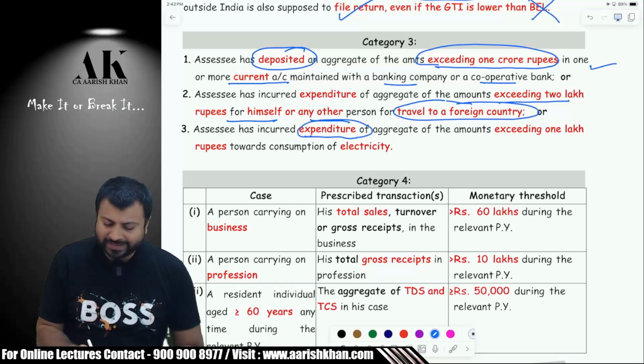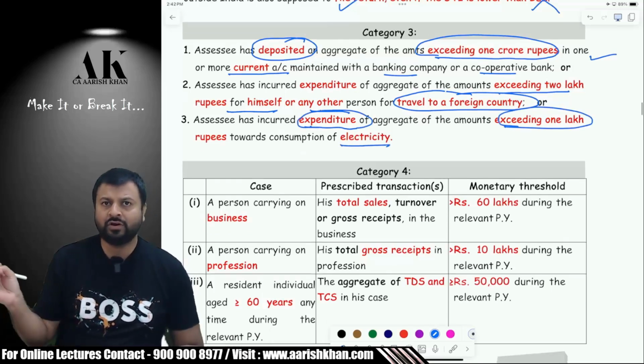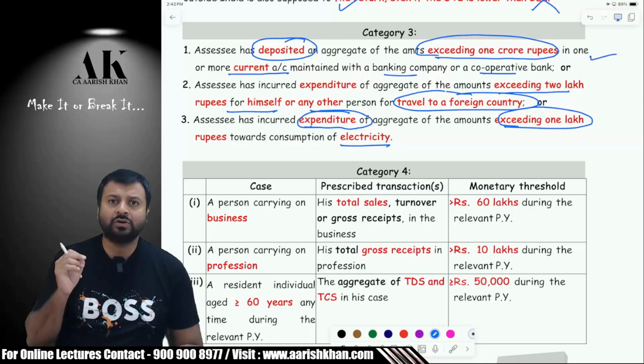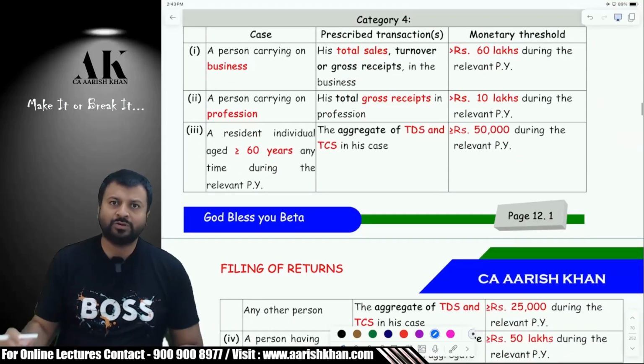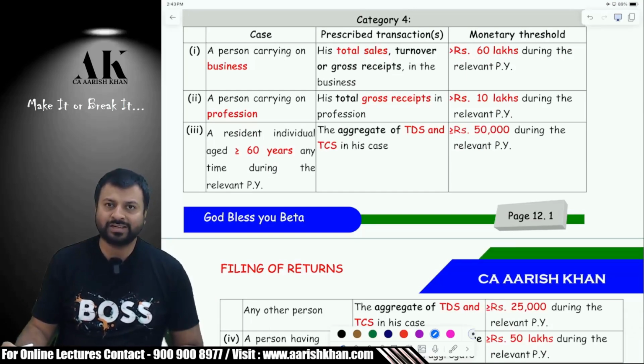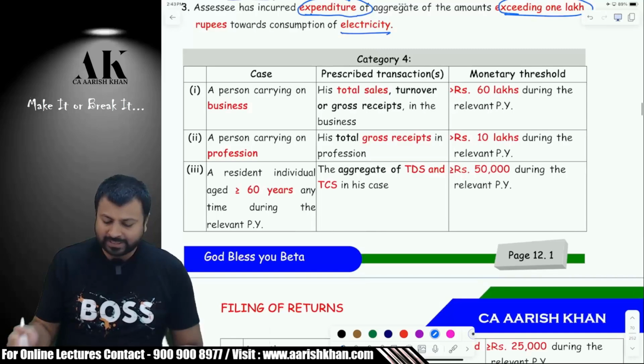Next, if you incur an expenditure of more than 1 lakh rupees for electricity consumption. So if you are consuming more than 1 lakh rupees of electricity in the entire financial year, then you are supposed to file the income tax return. The government wants to see from where you are getting so much money to pay so much electricity charges. Okay. Last category is as follows.